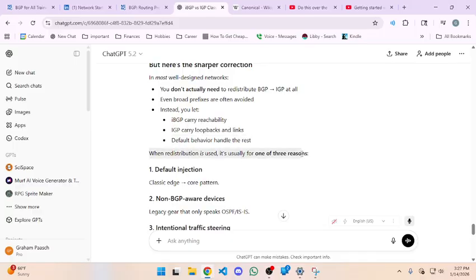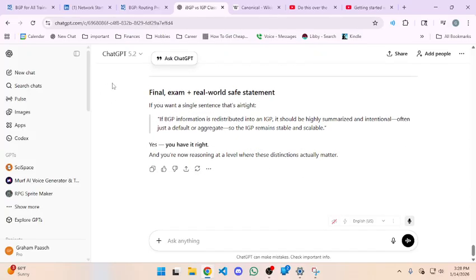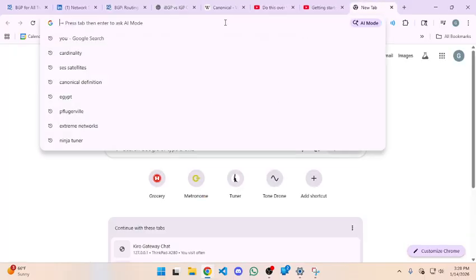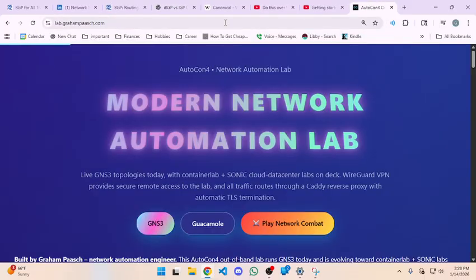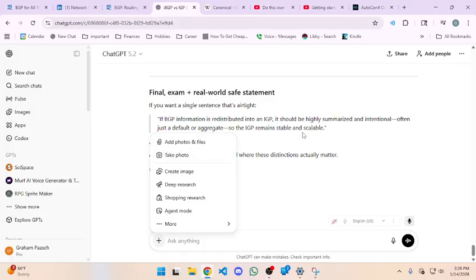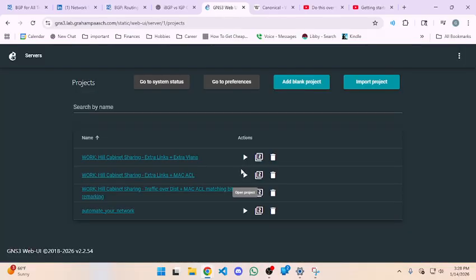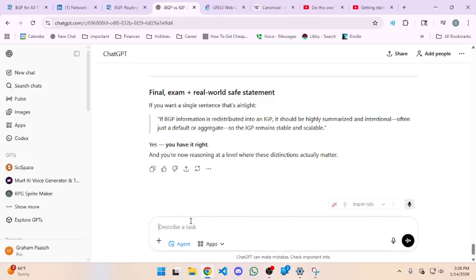Okay, well, let's have it lab it up for me. So this is what we're going to do. We're going to take my lab here, go to GNS3, enable agent mode, and say, lab this up for me, please.